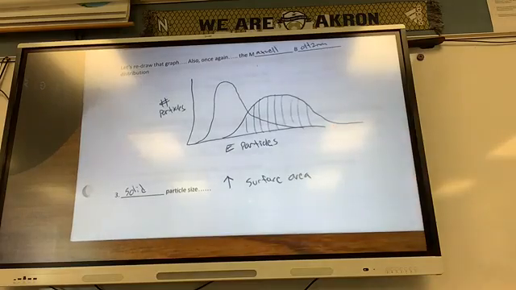That way, I've got more particles touching. If I have a sugar cube, only the outside of the sugar cube is touching the water. If I crush it, it's going to dissolve much faster. Also, not a chemical change, but you get it.